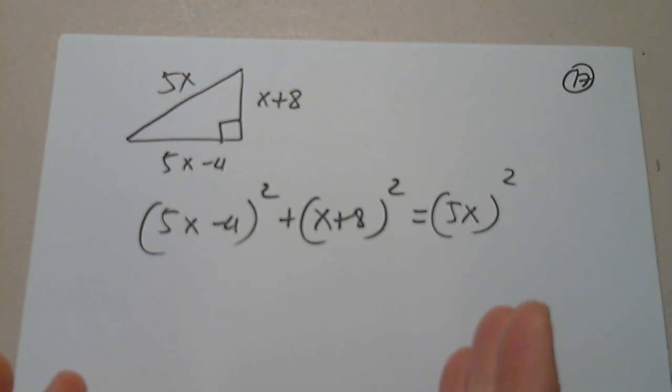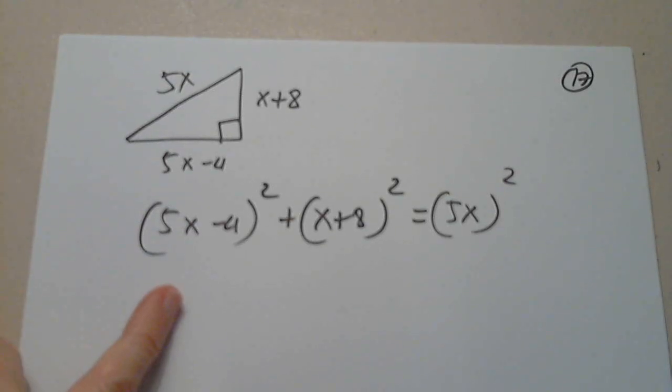Okay, so let's see how we solve this equation. First, I have to square 5x minus 4. How many terms do I get when I square 5x minus 4?